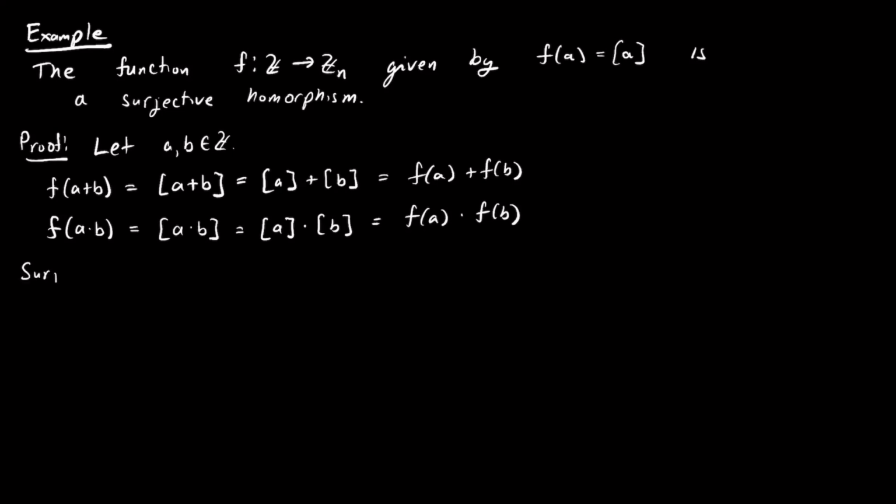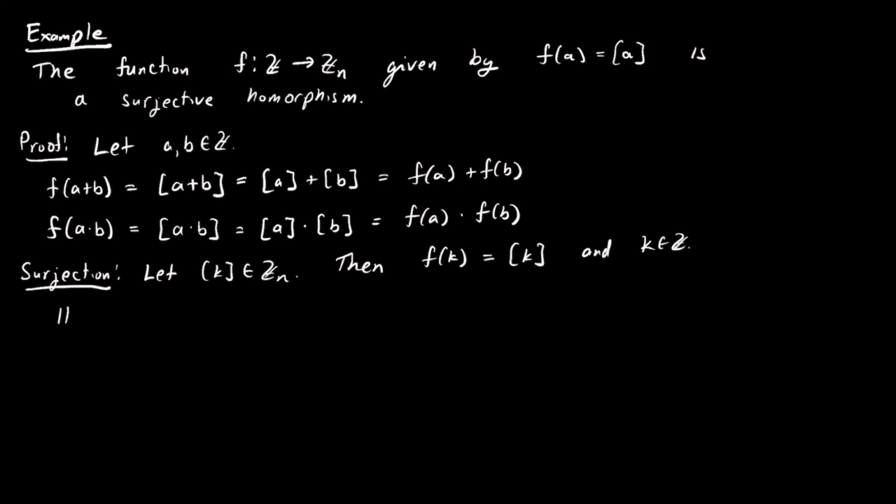How can I show that it's a surjection? Well, let's take any element. Let k be an element of Z mod n. What do we know? We know that f of k is equal to the equivalence class of k. Okay, and k is an integer.